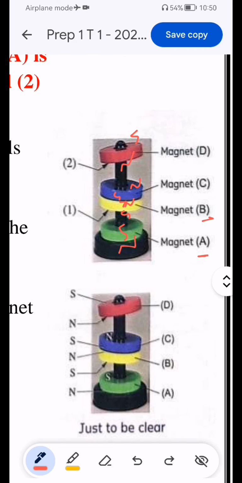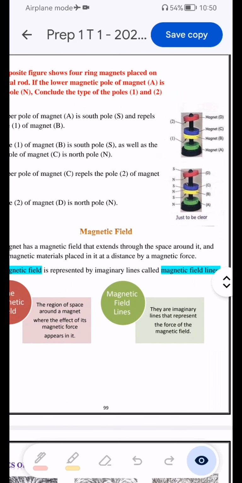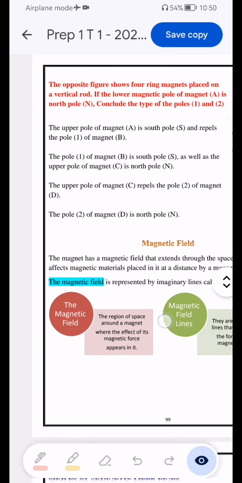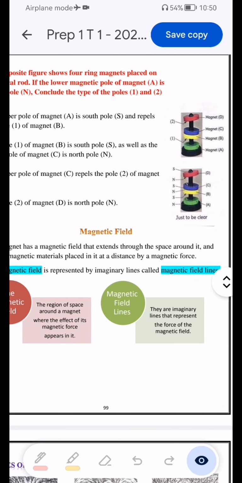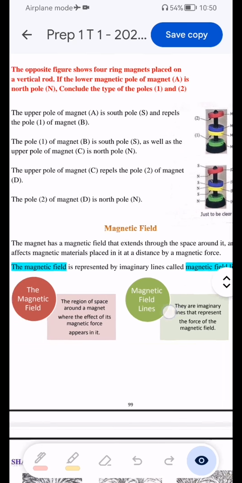Okay? So the lower pole of B will be what? It will be south. And the lower part of magnet D will be north.